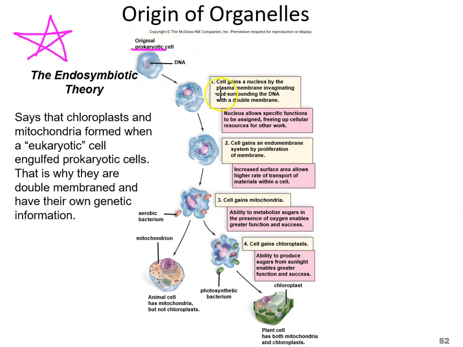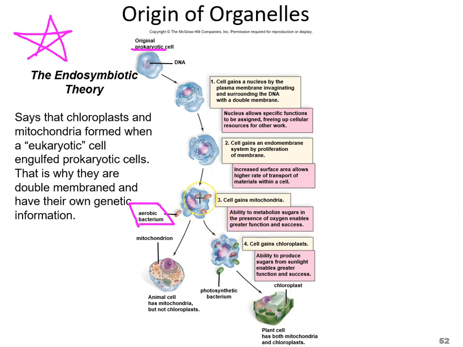Everything starts with a prokaryotic cell. The cell starts creating membranes inside of it. Where did organelles and nucleus come from? The nucleus is gained by a lot of different folding of the membrane. And then all of a sudden, this ancient cell engulfs an aerobic bacterium. It engulfs it first because plants have mitochondria, right? And this aerobic bacterium is able to break down sugars in the presence of oxygen.